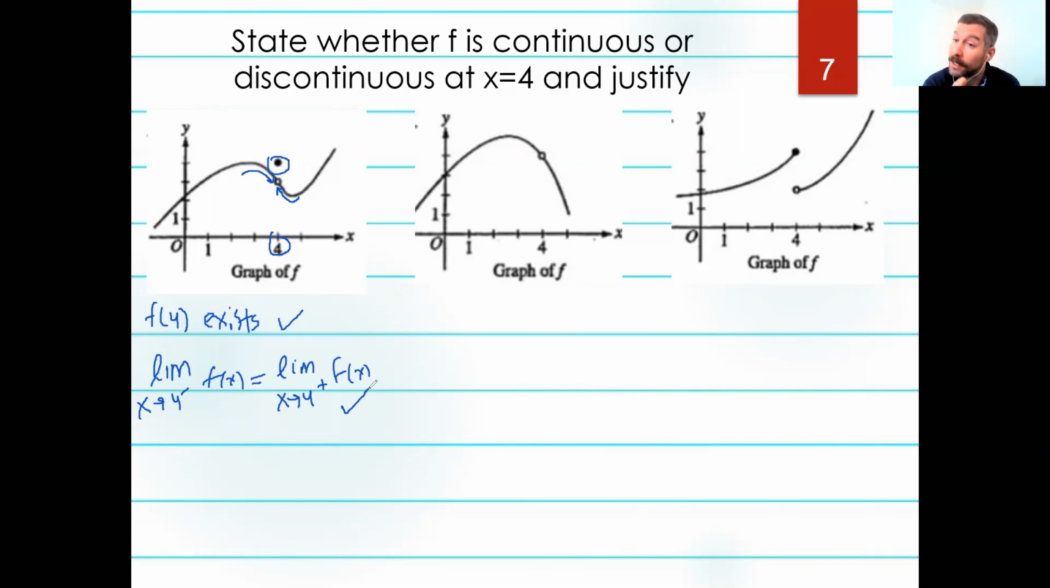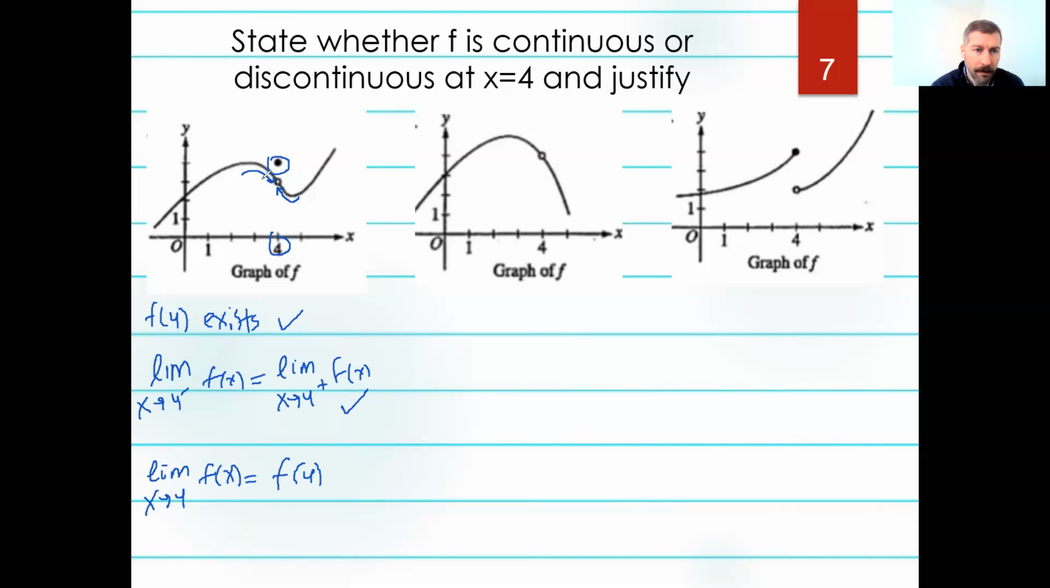So far it's continuous, but we have to check condition 3. Condition 3 says that the two-sided limit of f of x has to be equal to the actual value at that value, so f of 4. So the limit at 4 has to be equal to the value at 4. I'm going to do this in red. So let's take the 4.